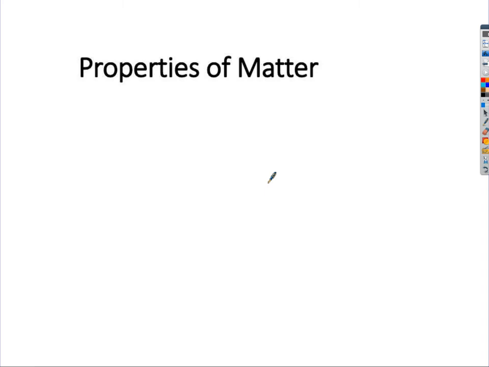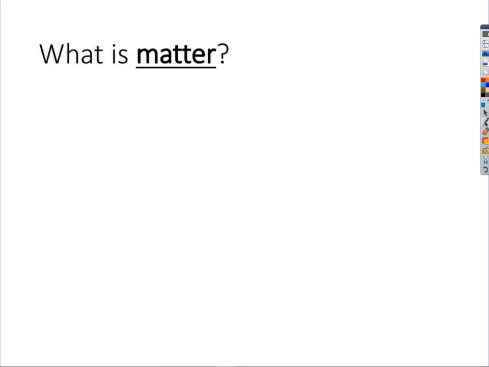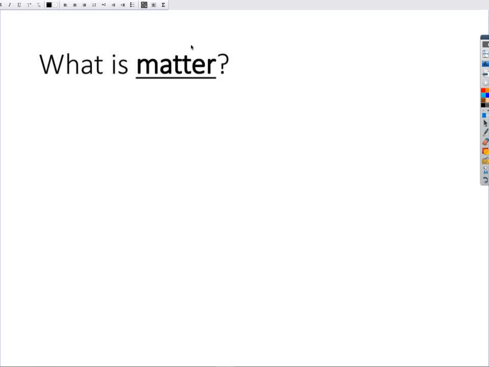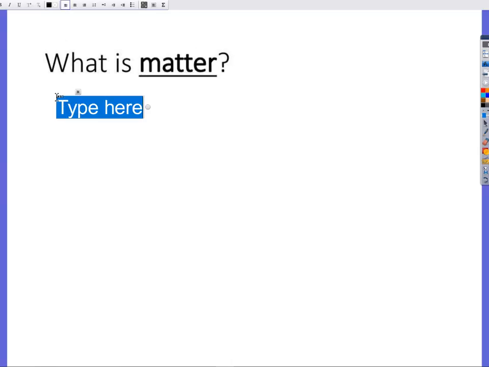The second unit we covered was properties of matter. It covered the difference between a chemical and a physical change, chemical and physical properties, how to calculate density, and mass and volume. Alright, matter was one of the terms that we learned in this chapter. Matter is anything that has mass and takes up space.